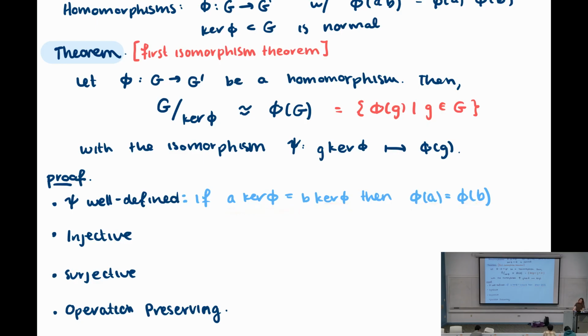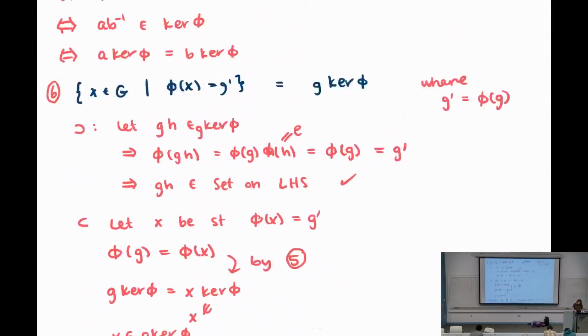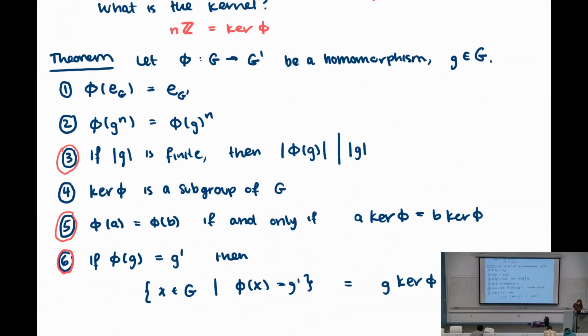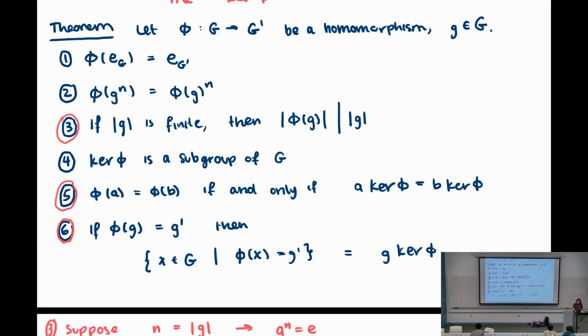And this is true by something that we proved last time. So I think it was like the first theorem, property 5, so I'll scroll back a little bit. Yes, so we had this property, so that exactly tells us that this map that we've made is well defined.